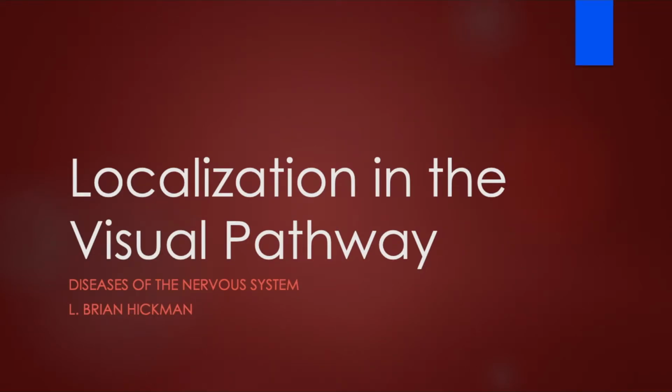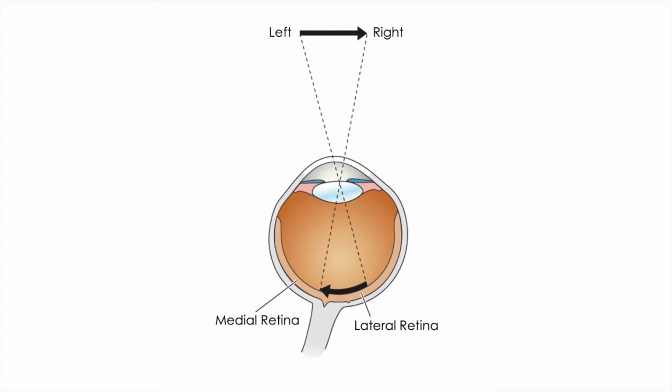Hello all, we're next going to talk about localizing lesions in the visual pathway. Starting out, an important concept to cover is how light actually gets into the eye and onto the retina. When light passes through the cornea and lens, it's flipped relative to where it originally came from.